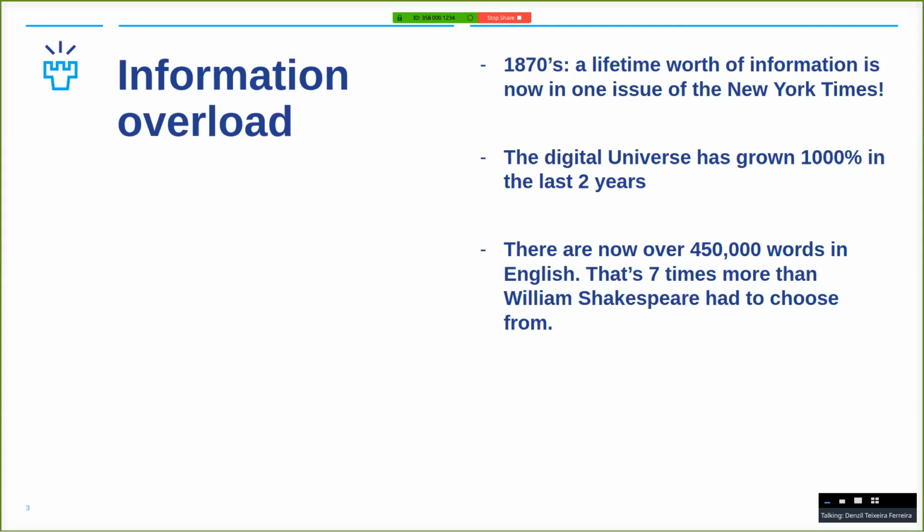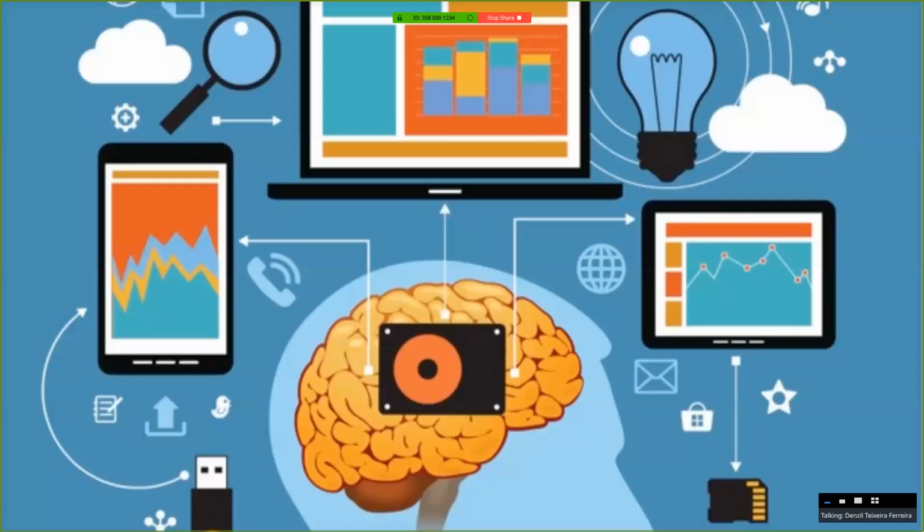And the way people communicate has also evolved. There's an example here that there are 450,000 more words in English, just English, than when William Shakespeare wrote his books. It's just crazy. And this is just thinking about what's going on outside.